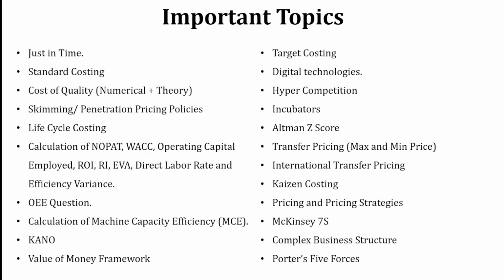Then there are newly added topics, that is Kano, value of money framework, target costing, digital technologies, hyper competition, incubators, Altman Z score. These are the topics which are newly added. Apart from target costing, Kano, digital technologies, hyper competition, incubators and Altman Z score, all are newly added topics. Then transfer pricing is the most important question which you will get in every examination.